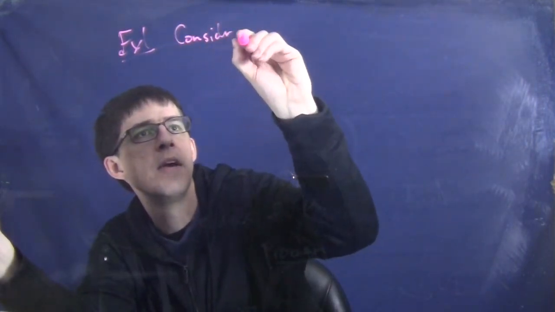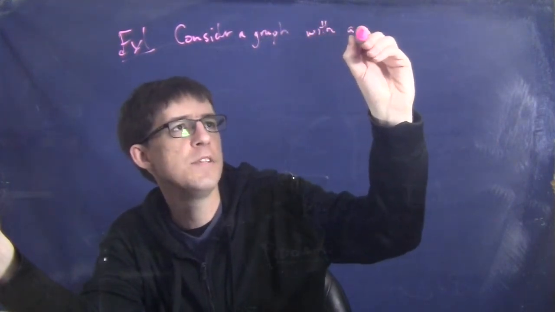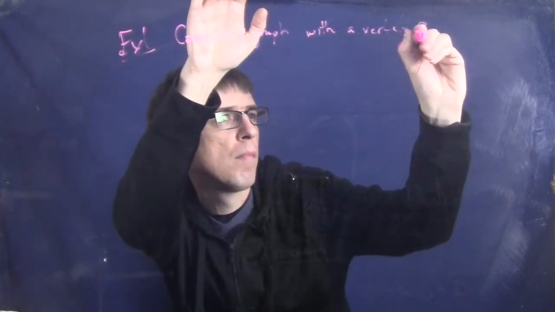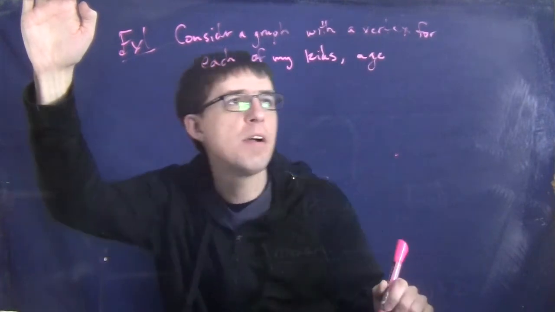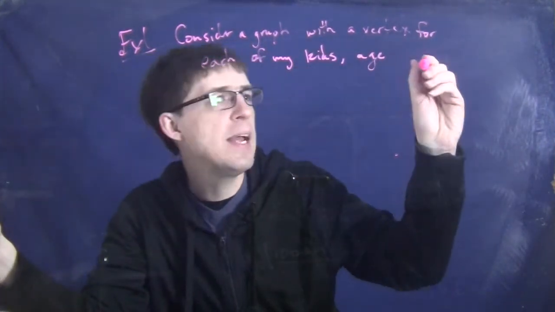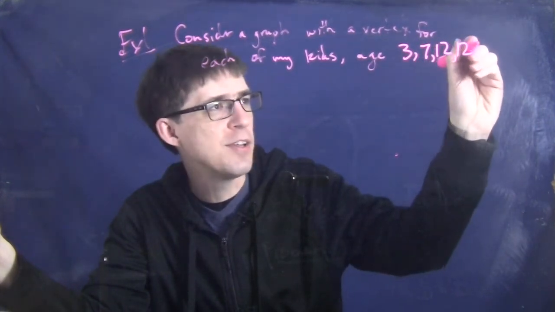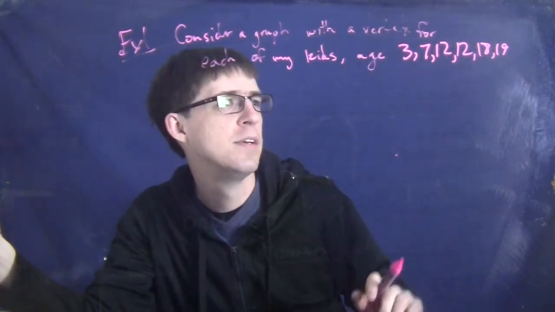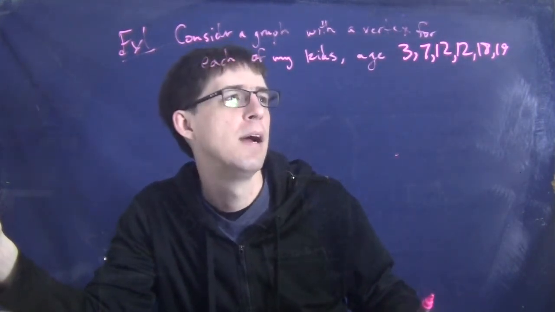How about, let's consider a graph with a vertex for each of my kids, and their ages are 3, 7, 12, 12, that's the twins, 18, and 19. All right, I don't really have 6 kids. I have 2 kids. They're not twins. This is a made-up example, all right? It's make-believe. This is not real. I don't want 6 kids.